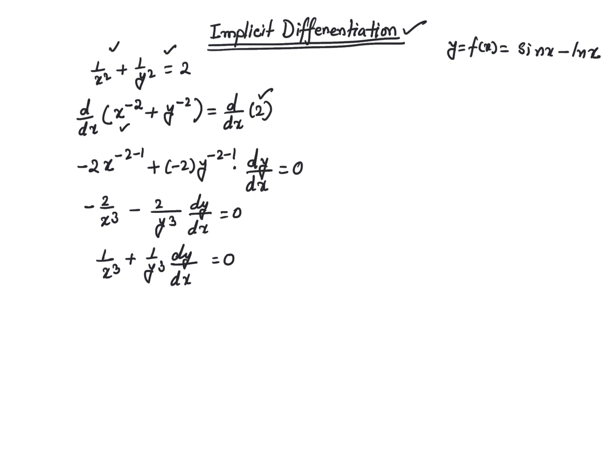Now, if I solve for dy over dx, which is very straightforward, I'm going to get dy over dx is equal to negative y over x, whole cube. So that's what it is going to be. The derivative of y with respect to x is negative y over x raised to the power 3. And that's how we do implicit differentiation.